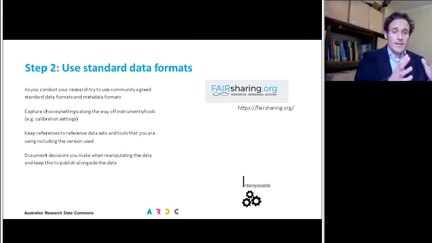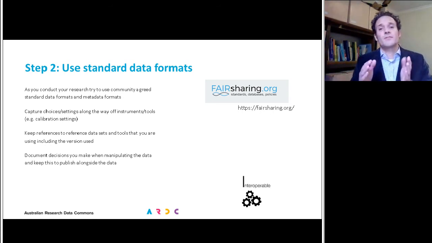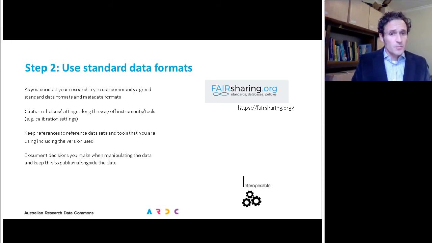You not only need to think about the standard of your data set, but also of the metadata describing your data set. And there are a range of different metadata standards out there already. If you follow that link, you'll get a whole list of different metadata standards that exist for different disciplines and different data types, etc.